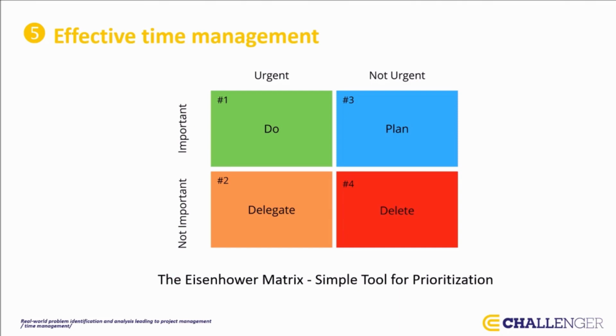A simple tool for prioritization is this matrix that you see on the screen. This is a tool used to categorize tasks based on their urgency and importance. This helps in deciding which tasks to focus on first. So for example, for the urgent and important, you do it first. Important but not urgent, you schedule it for later. Urgent and not important, you delegate it. And neither urgent nor important, you eliminate it.